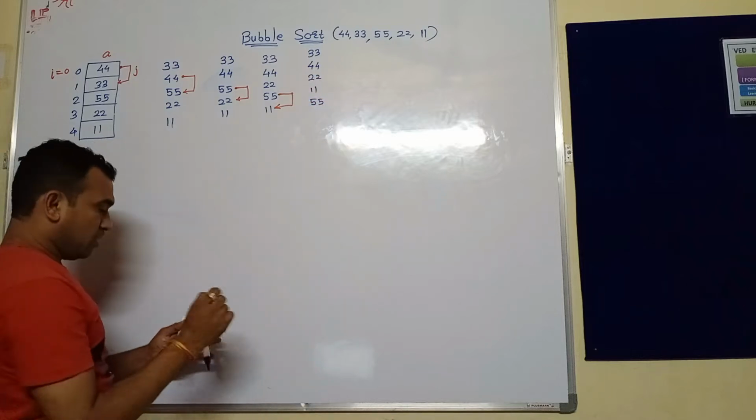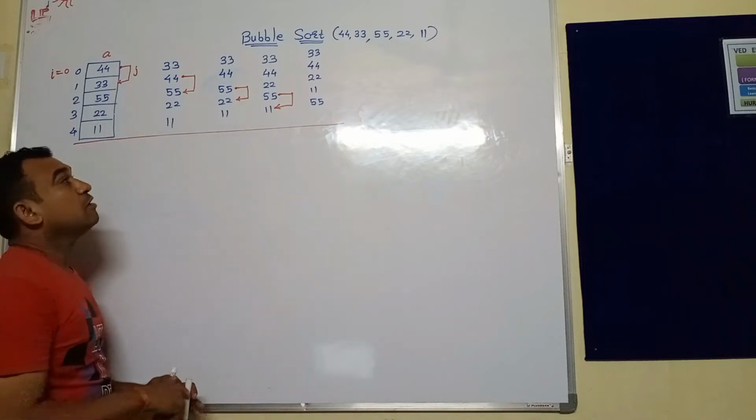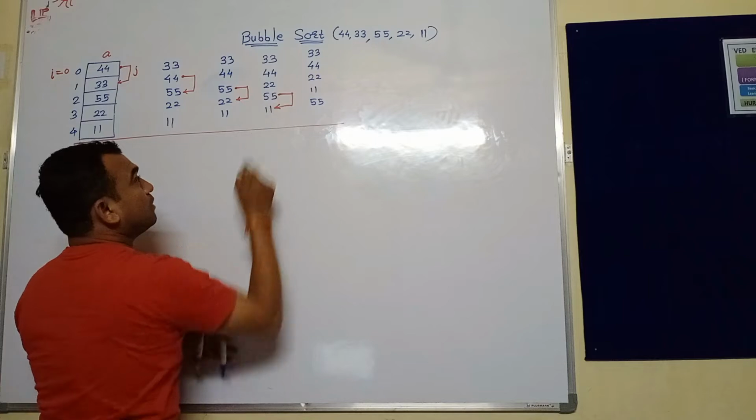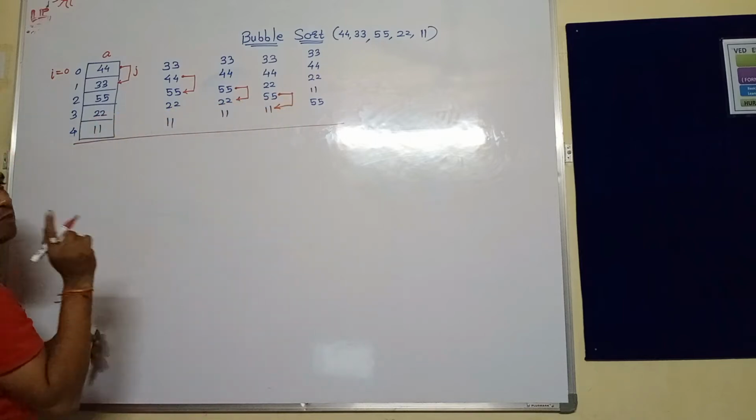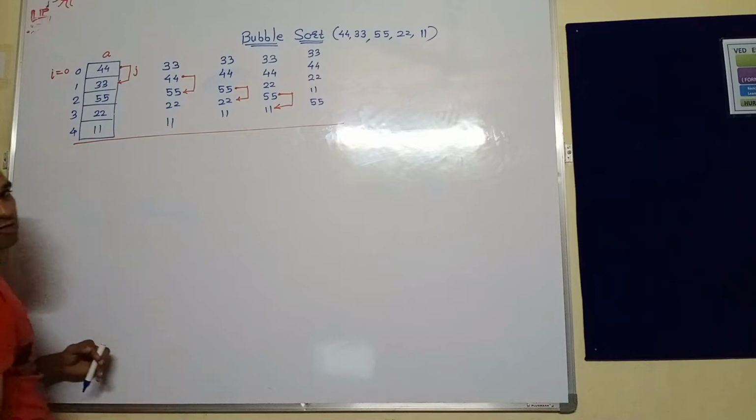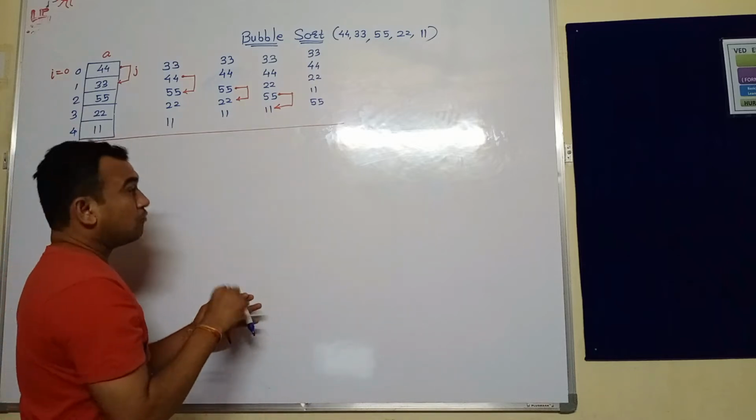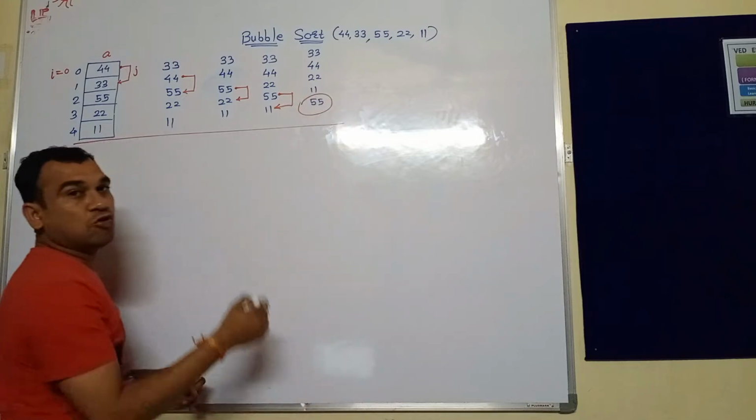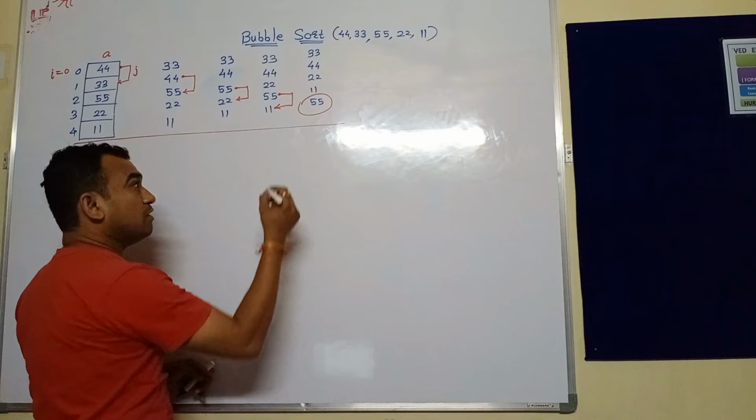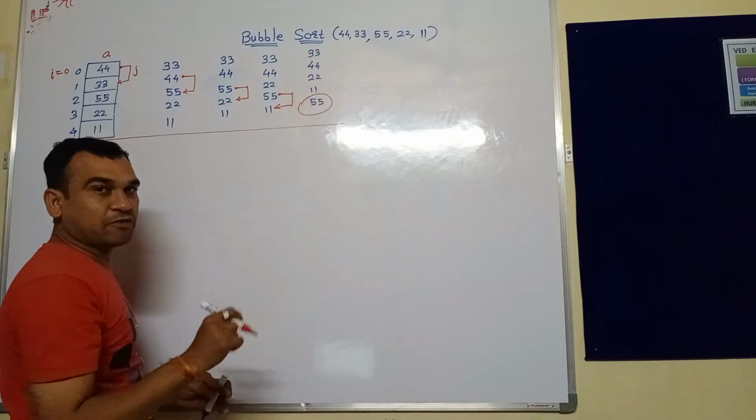Here I will stop. Here my inner j loop is completed. For one iteration, we extend j up to this index, the second last index of the array. The largest element of the array goes up to the last index. We have found the largest element and placed it at the very last index.